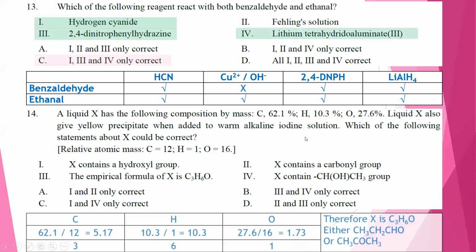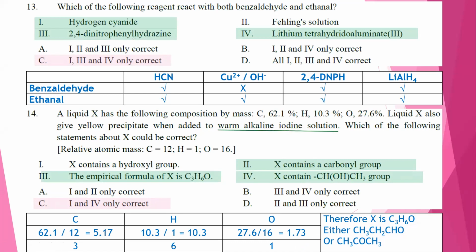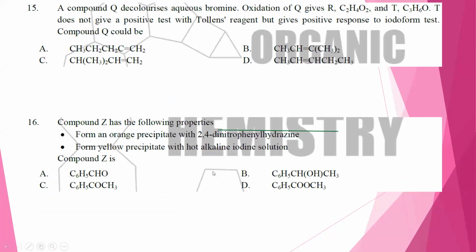Okay, and then number 3, the empirical formula is C3H6O, which is correct, and number 4, it gives a yellow precipitate with warm alkaline iodine solution, so 4 is also correct. So the best answer in here is 2, 3, 4, so it's under B or D.